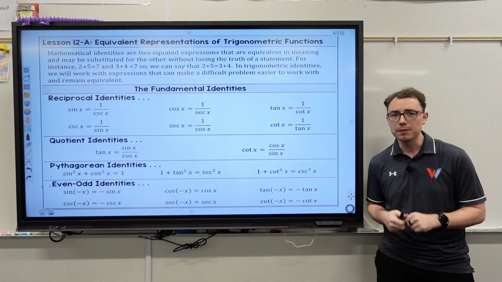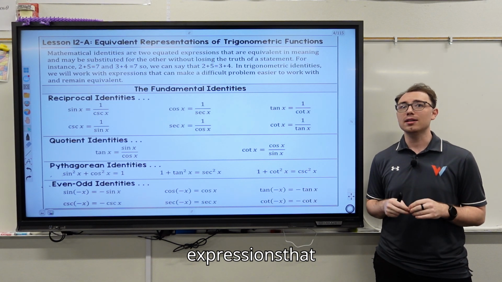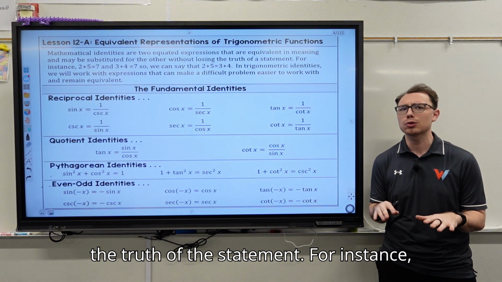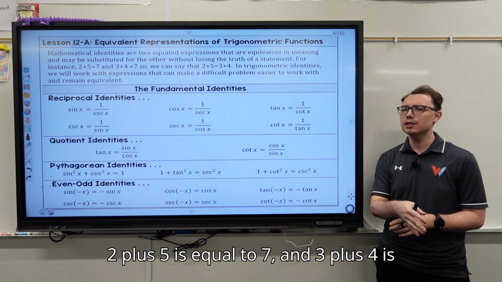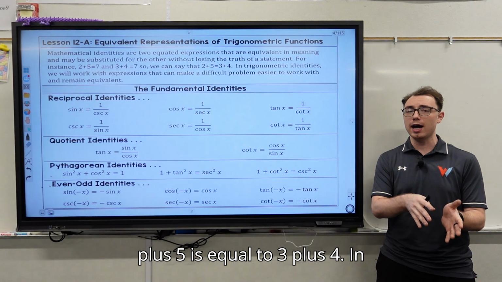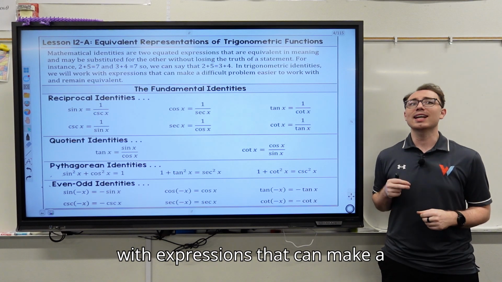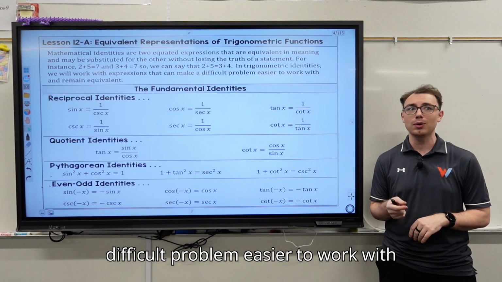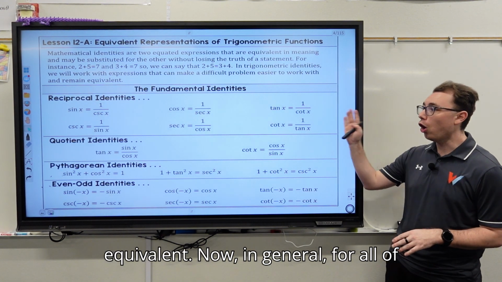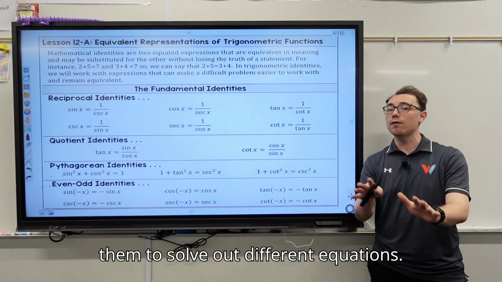In this lesson here, mathematical identities are two expressions that are equivalent in meaning and may be substituted for each other without losing the truth of the statement. For instance, 2 plus 5 is equal to 7, and 3 plus 4 is also equal to 7. So we can say that 2 plus 5 is equal to 3 plus 4. In trigonometric identities, we will work with expressions that can make a difficult problem easier to work with and remain equivalent. Now, in general, for all of these identities here, we're looking for you guys to memorize them and then use them to solve out different equations.